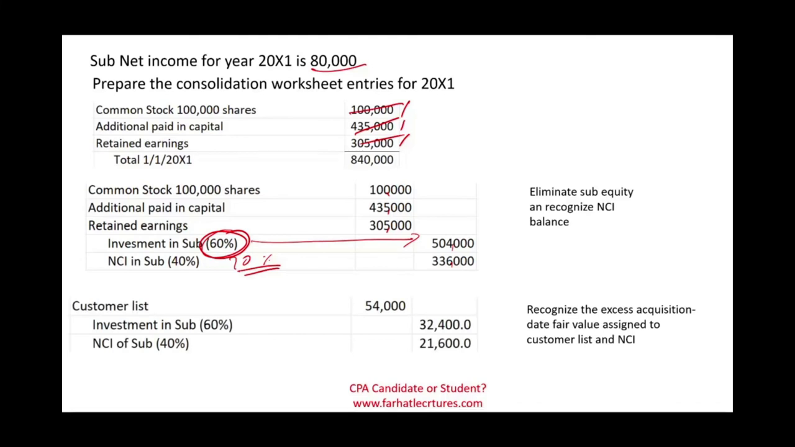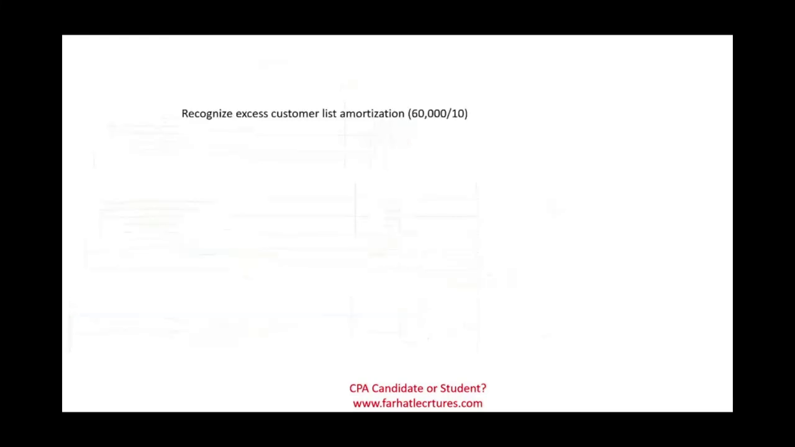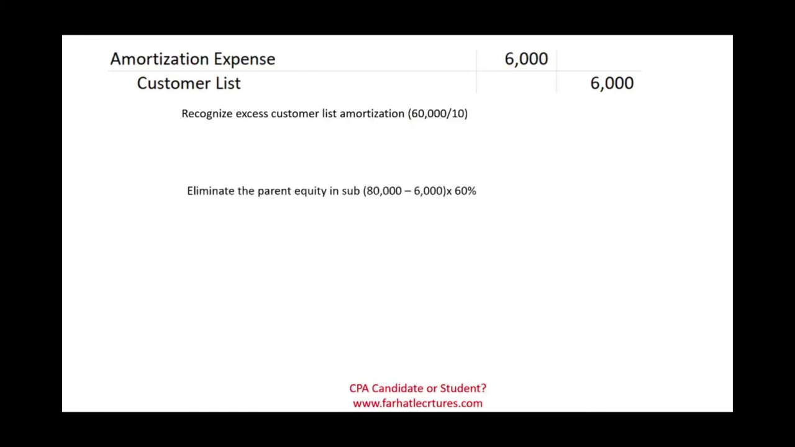We also have to recognize the excess acquisition date fair value assigned to a customer list. Now we only debit 54 because the prior year we debited 60, then we amortize 6. Now we only have 54. Now we're going to amortize another 6 this year. So we debit customer list 54,000 to add this asset. Credit the investment again in sub 60% of that. Again, the NCI now has a 40% share. Once again, we're going to amortize 6,000 of the customer list.